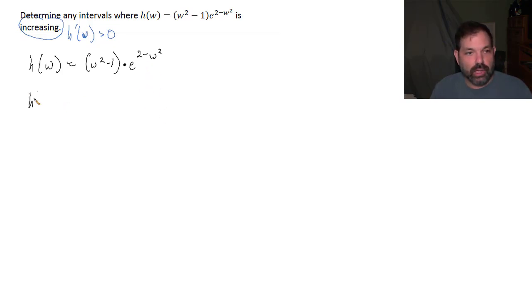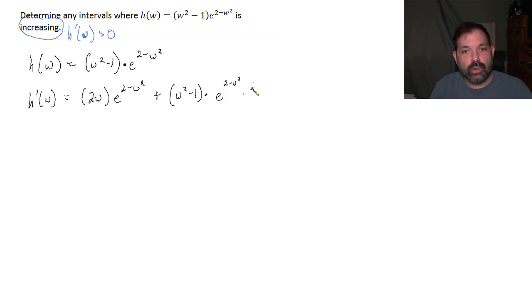All right, so let's see. h prime of w, differentiating the first factor, 2w. Leave the second factor alone, e to the 2 minus w squared, plus, leave the first factor alone, w squared minus 1. Differentiate the second factor. All right, so differentiating e to the 2 minus w squared, that's e to a power. So that would be e to the power times the derivative with respect to w of that power.